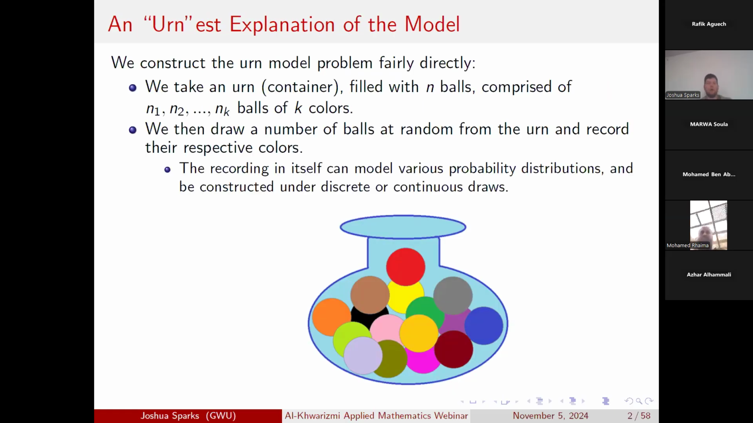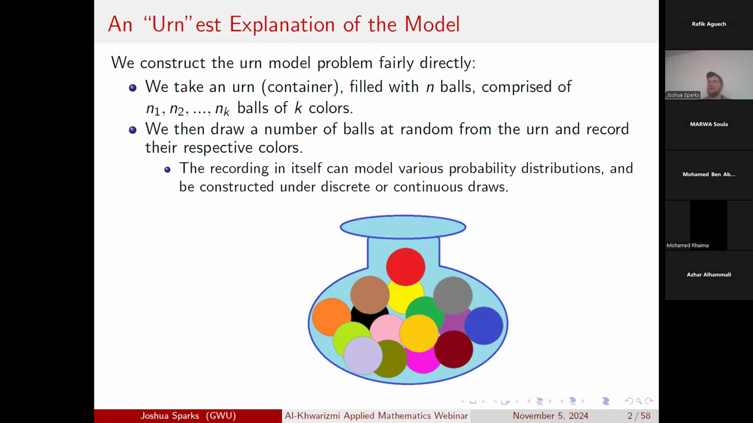Please, Josiah, if I can ask a question at the beginning of this talk. The number of drawn balls is random or deterministic? It can be random or deterministic, depending on the setting. In my case, it'll be deterministic, but there are papers out there that do a random number of drawings as well. Okay, so in your talk, the number of drawn balls is deterministic. Yes. Okay, thank you.